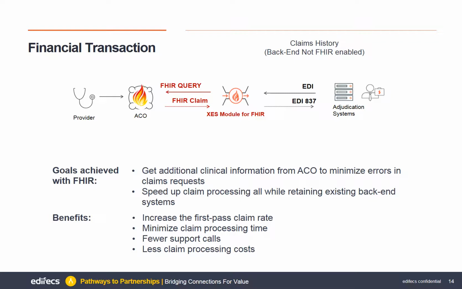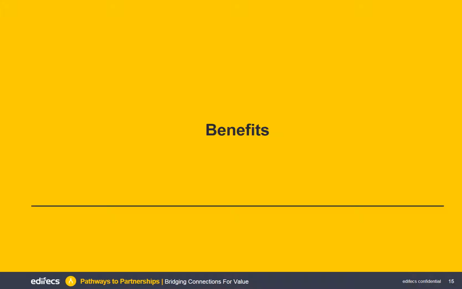Real-time claim processing allows you to get additional clinical information from accountable care organizations. You can use the FHIR technology to independently query ACOs for additional patients' clinical data to speed up claim processing and retain the current proven back-end systems. It allows you to increase the first pass claim rate, reduce claim processing time, reduce the number of support calls, and cut costs on claim processing.